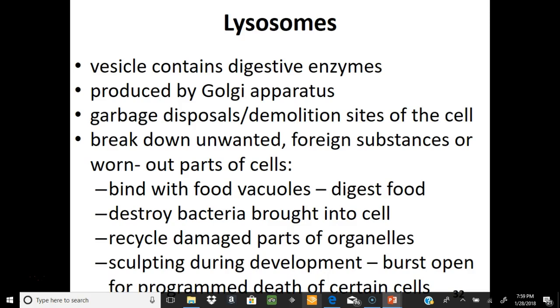The lysosomes are vesicles filled with digestive enzymes. They break down proteins and DNA and RNA. They're basically the digestive system of the cell. They break down structures when materials come in that the cell doesn't want. The cell will bind the material with a lysosome, and the lysosome will break down everything.